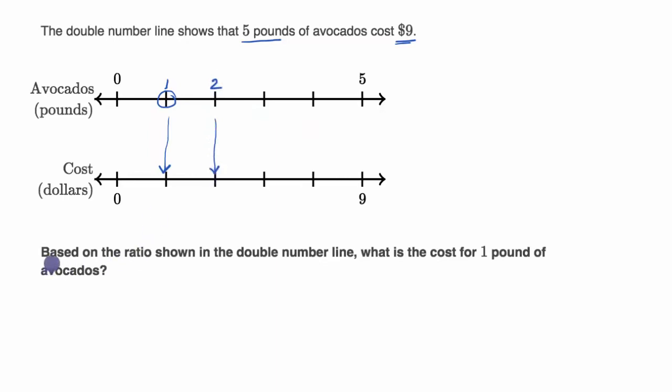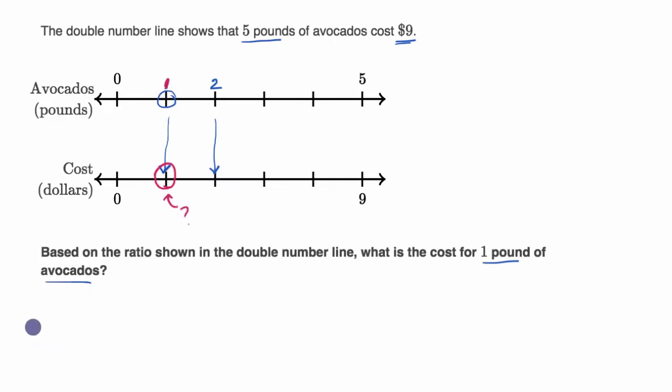So they ask us, based on the ratio shown in the double number line, what is the cost for 1 pound of avocados? So pause the video and think about it. Remember, 1 pound of avocados on this top number line, we look at the second number line. The cost would be right over here. What is this going to be?